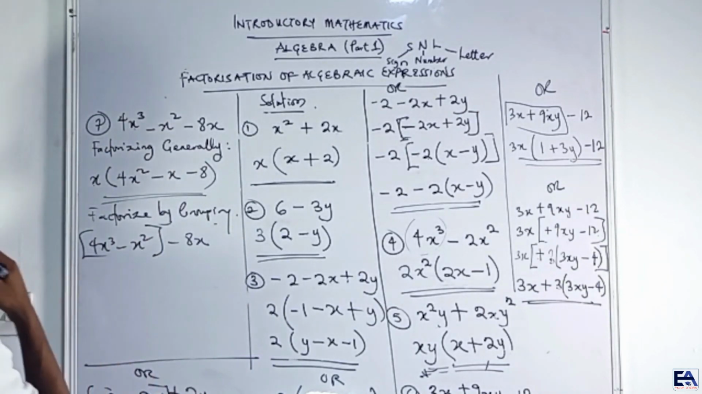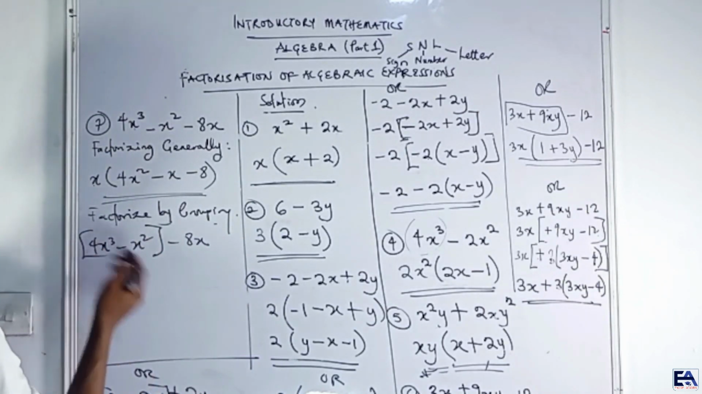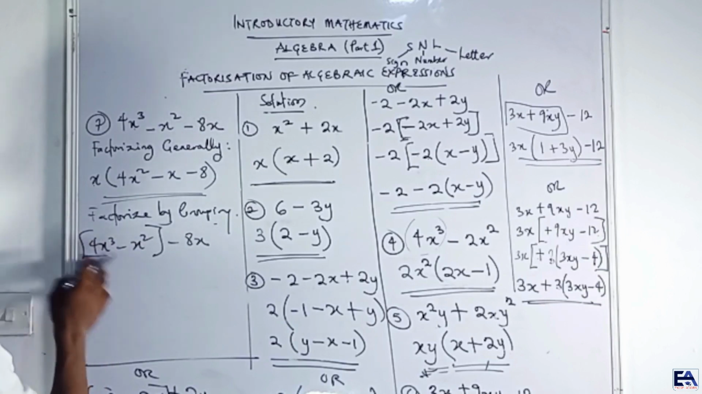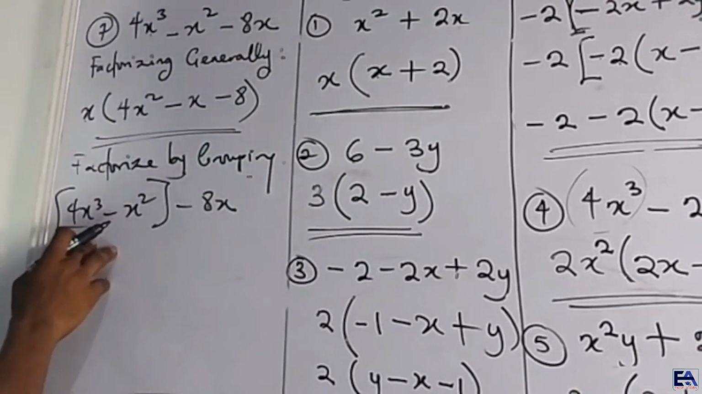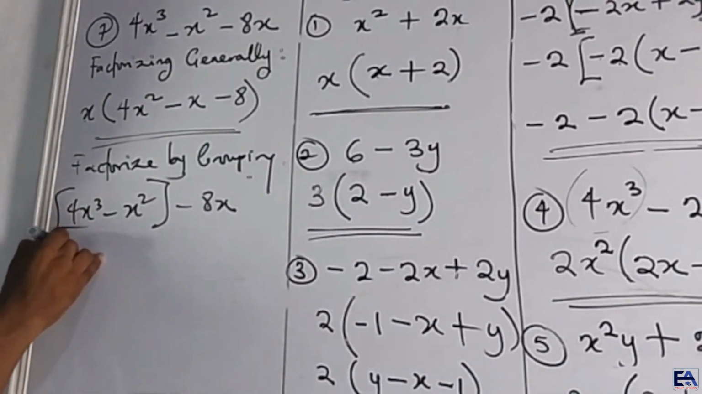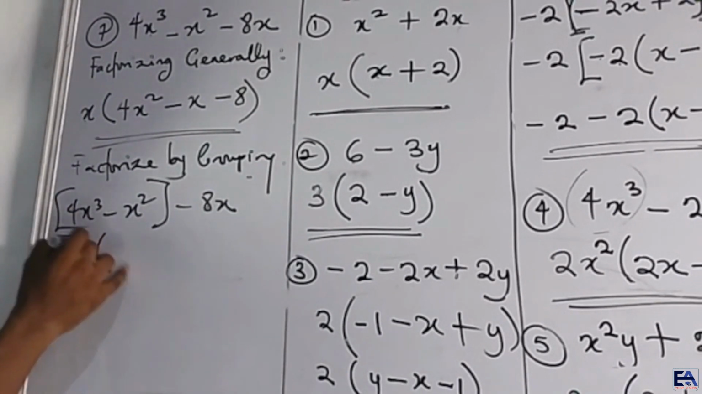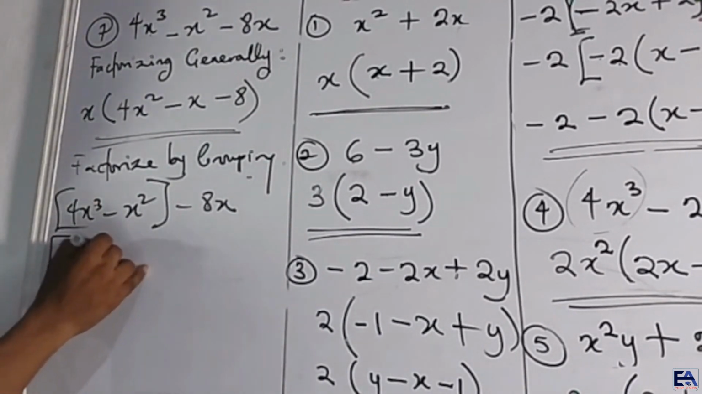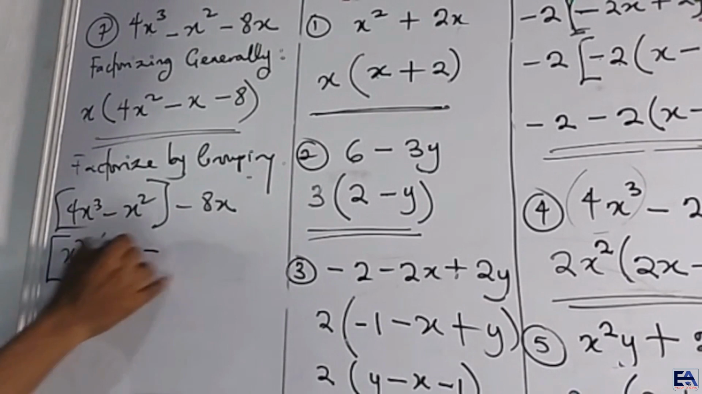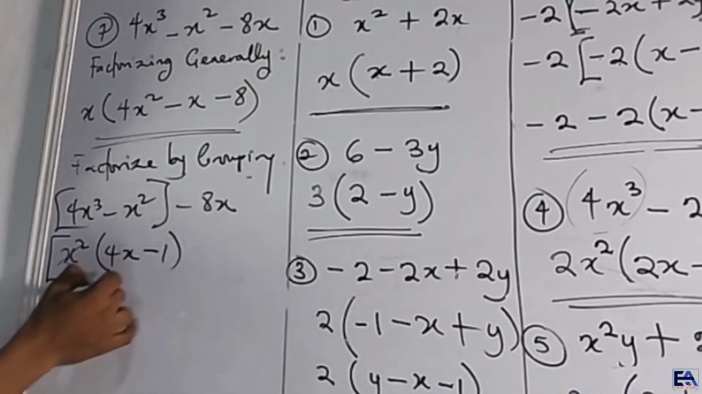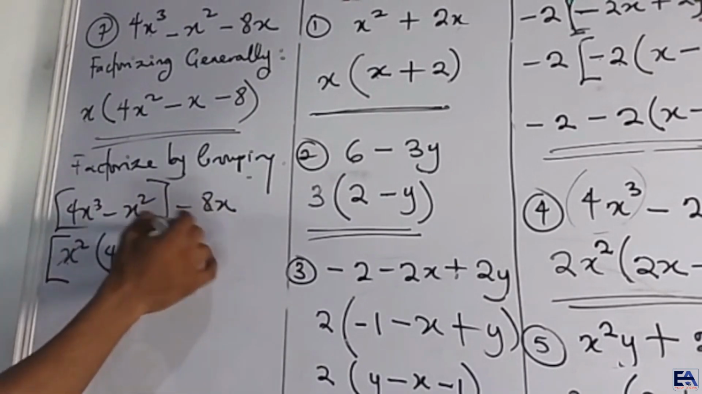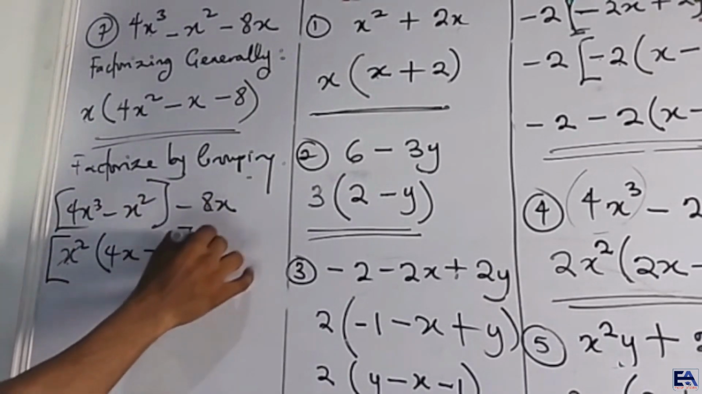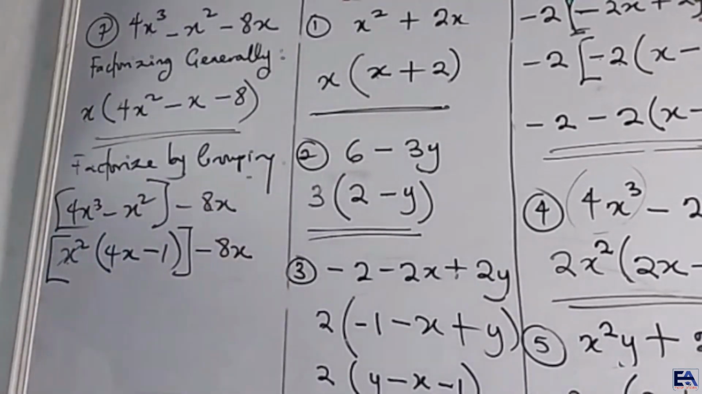So group it. What is common in terms of sign? Positive. What is common in terms of number? Nothing. Well, 1, but it's invisible. Then what is common in terms of letters? x squared. So we have x squared, open the brackets. x squared goes in x cubed, so we have 4x. Then x squared goes in x squared, that's 1. So we have minus 8x.